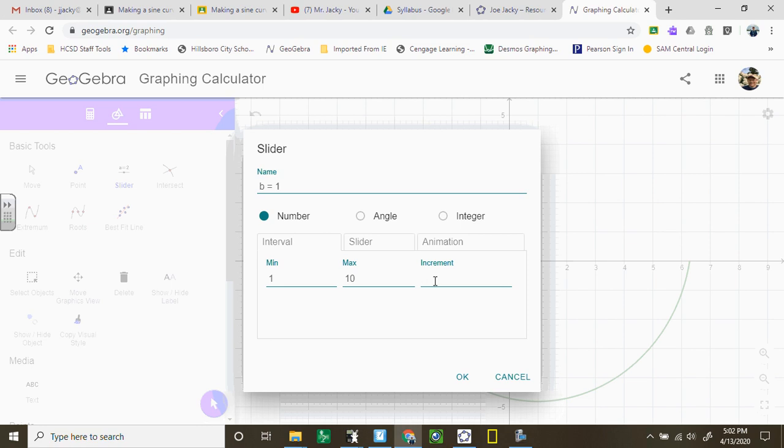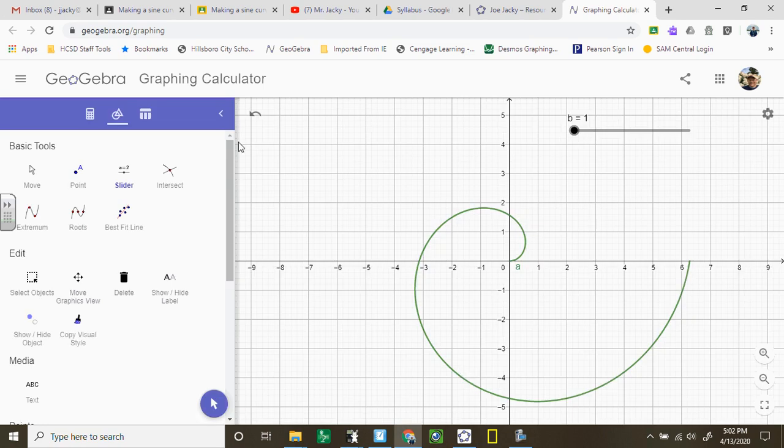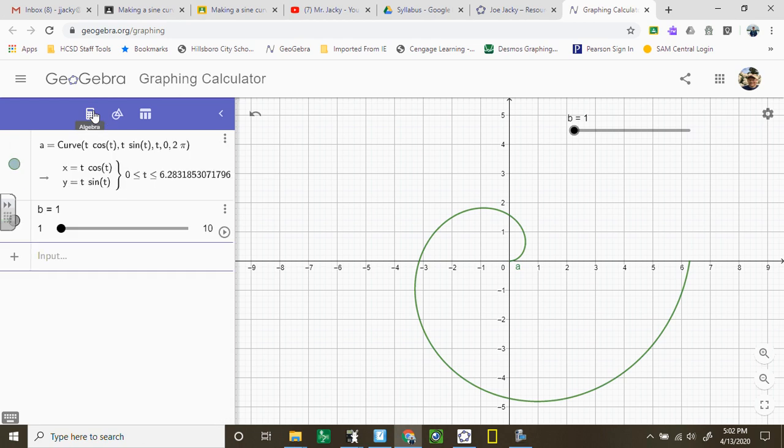I think I can do 1 or 0.1. I think I'm just going to do 1. Okay, so I'm going to do pi, 2 pi, 3 pi, 4 pi. So it's going to make it go bigger times around. Click OK. Okay, back to the equation. So I have that slider there.